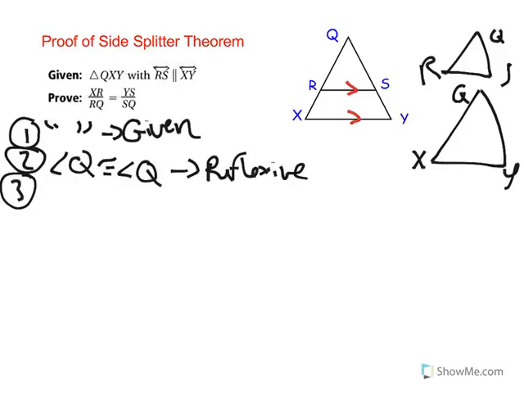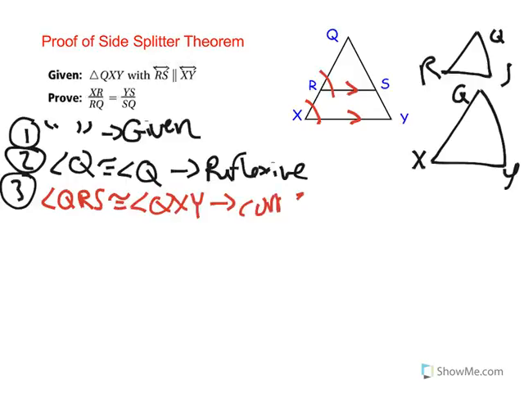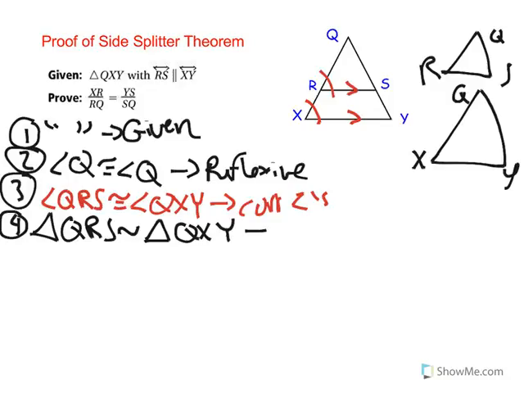And then since we have parallel lines, I have a set of corresponding angles. So angle QRS is congruent to angle QXY because they're corresponding angles. That gives me enough to say that triangle QRS is similar to triangle QXY by angle-angle similarity.